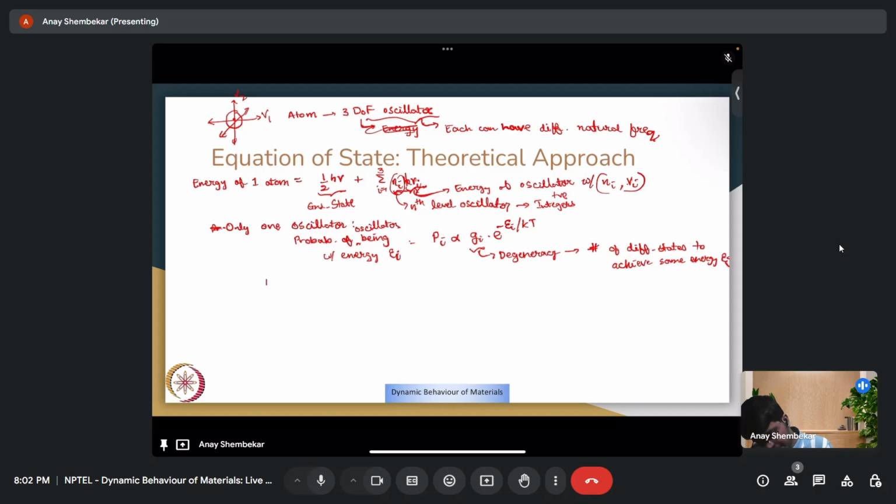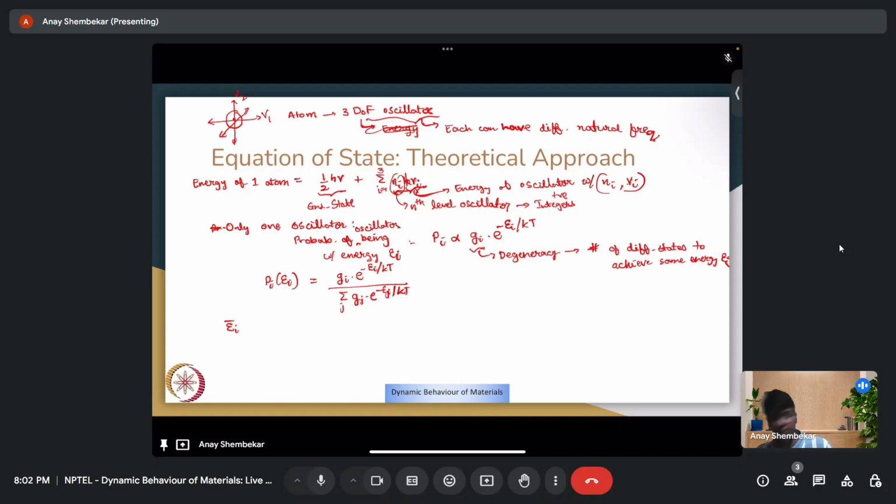Right, so if I write the probability of the ith oscillator to have energy epsilon i, that would be simply the fractional probability for this particular event, and then summing up probabilities for all the other events. So that would be g_i e raised to minus epsilon i by kT upon the summation over j of g_j e raised to minus epsilon j by kT. So all possible states in the denominator.